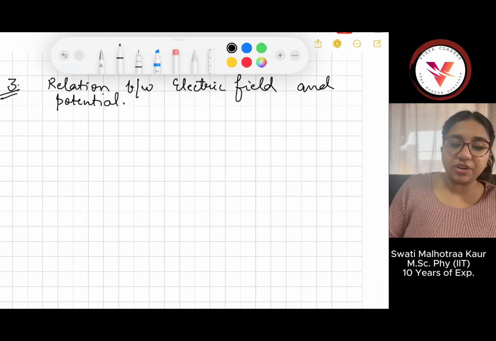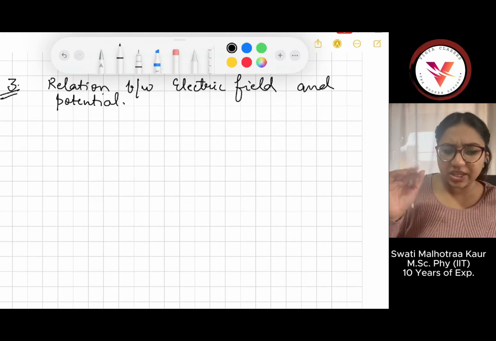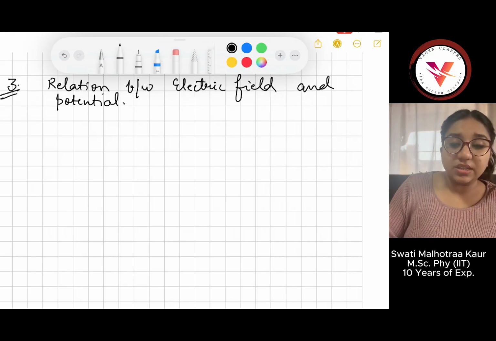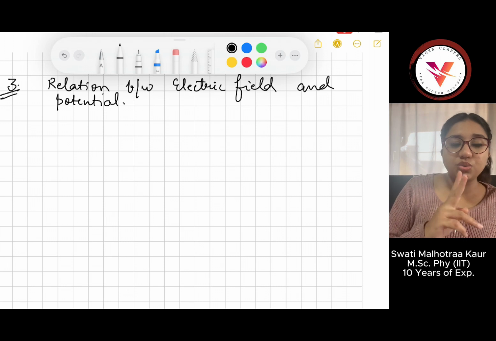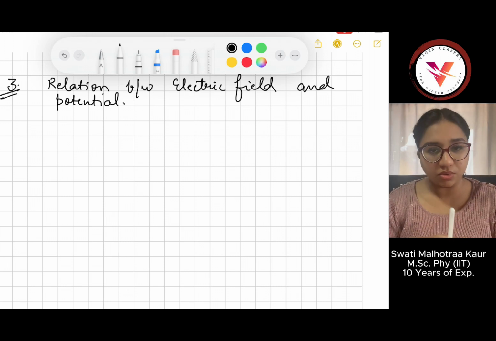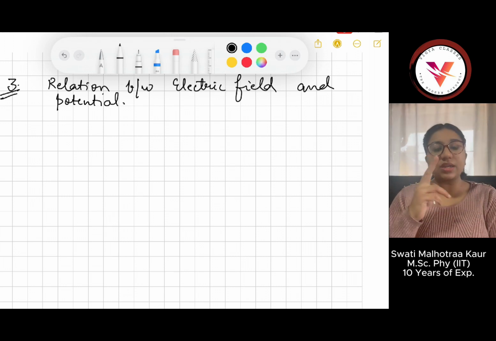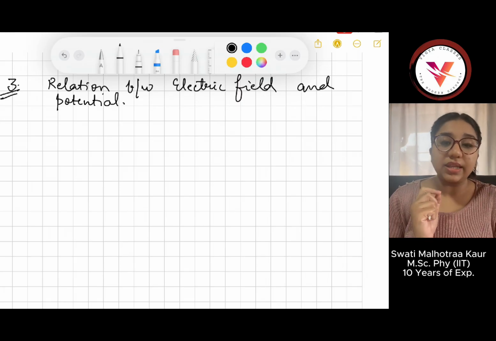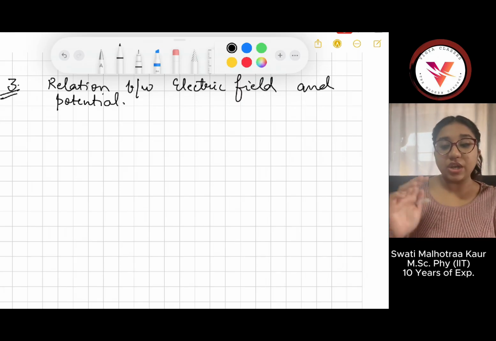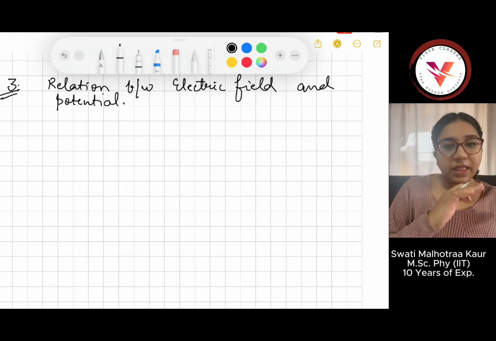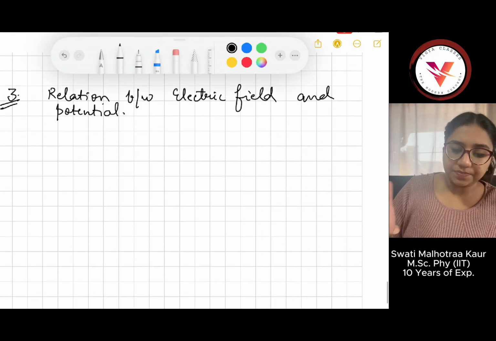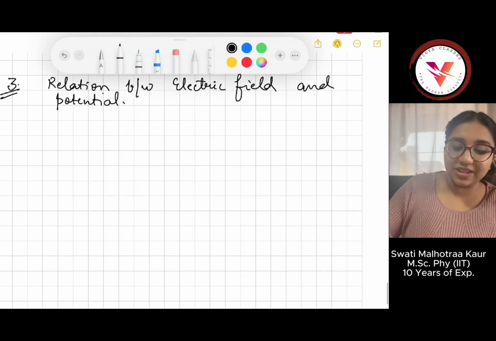The derivation of the relation between electric field and potential is very simple. We will calculate work done using two things. One, using the force formula, F dot dr gives you work done, and another, using potential, where the potential difference is equal to the work done by the charge. Then we equate both work done expressions and we get the relation between electric field and potential. So the plan is that now you have to write it.